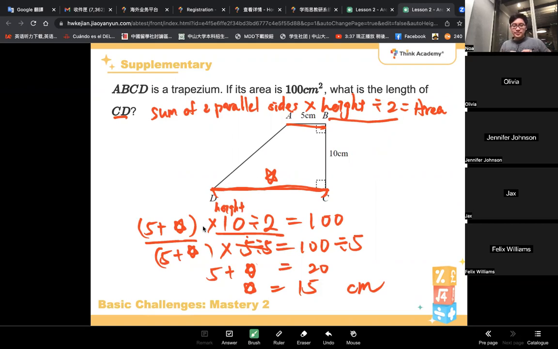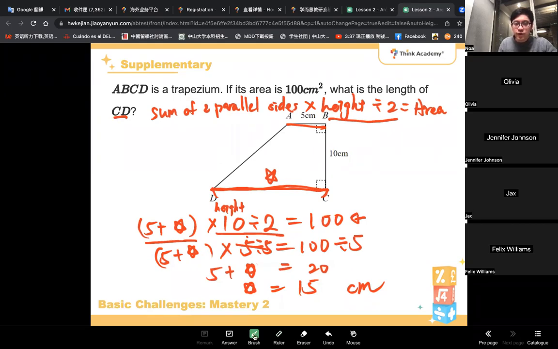Do you get it now? I think so. Okay, I'll ask Jennifer Johnson. Can you tell me where you don't get it? The first line. So 5 plus something times 10 divided by 2 equals 100. You don't get this one?